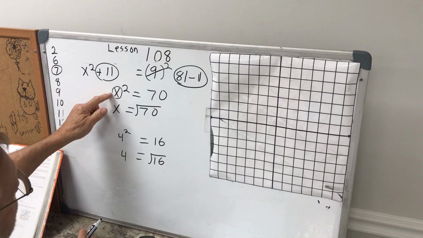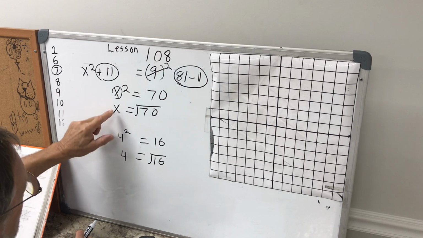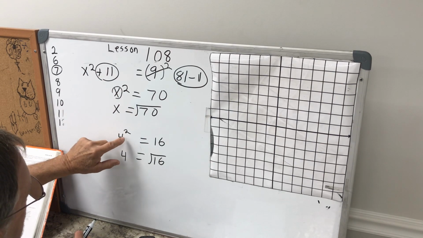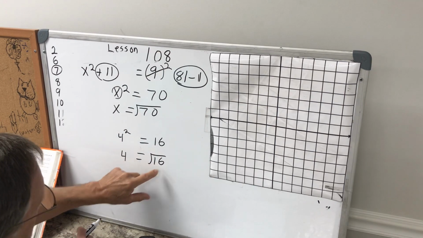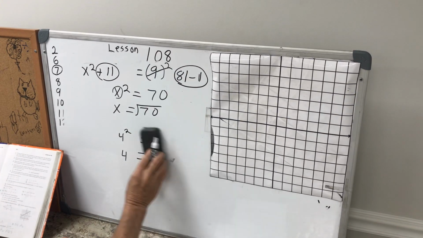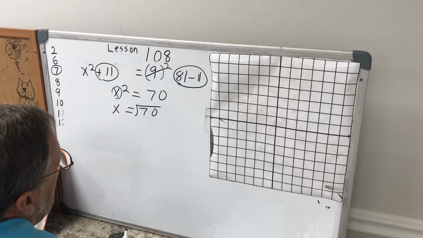That's why this works. x squared equals 70, put it in the square root. Here we did the same thing. If these x's were 4s, then 4 squared equals 16. This is also true. One of these 4s equals the square root of 16, because the answer to this is 4. That's why this is true. So now we have our answer: x equals the square root of 70.